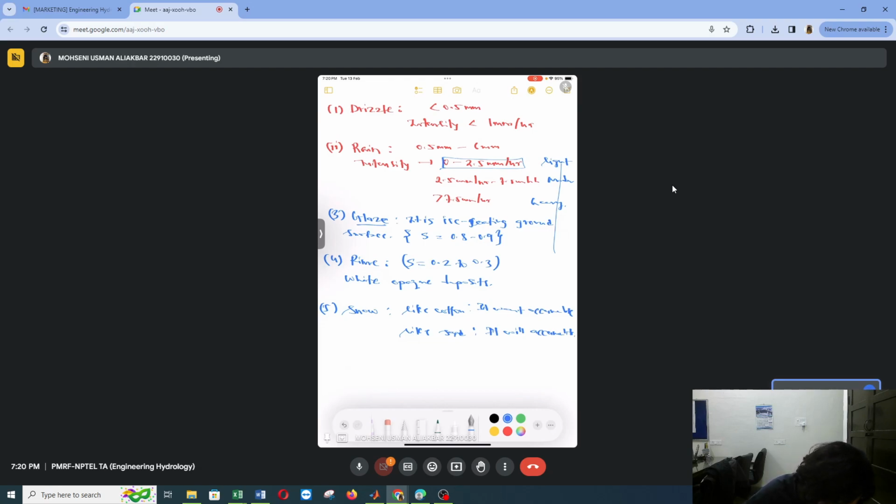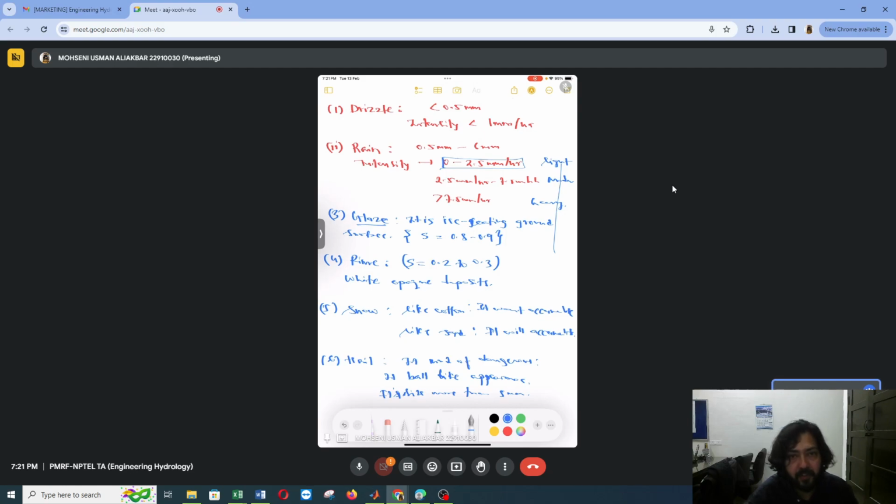And the last is something called hail. So we can say that it is kind of dangerous, right? Because it is kind of bigger in size. It appears ball like. Its appearance is a ball-like appearance, and its size is more than 5 mm. So all these are nothing but different forms of precipitation.